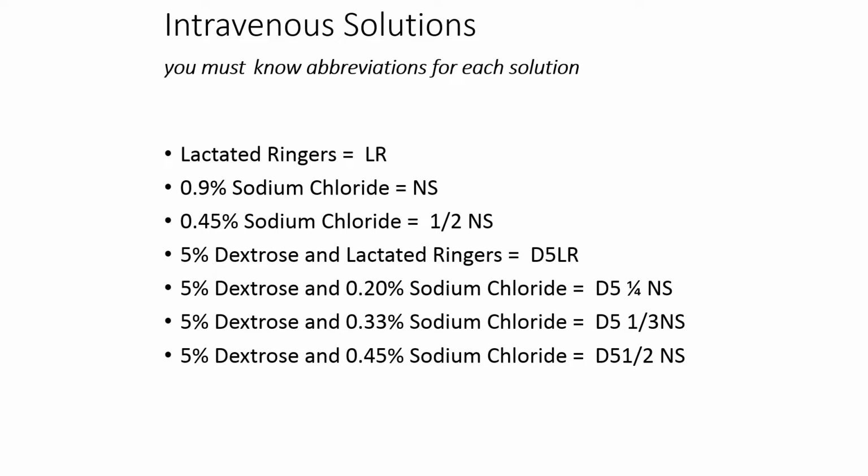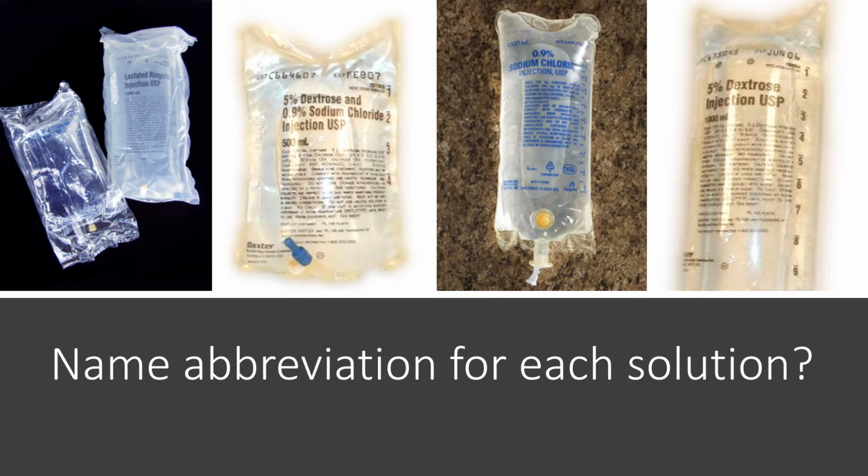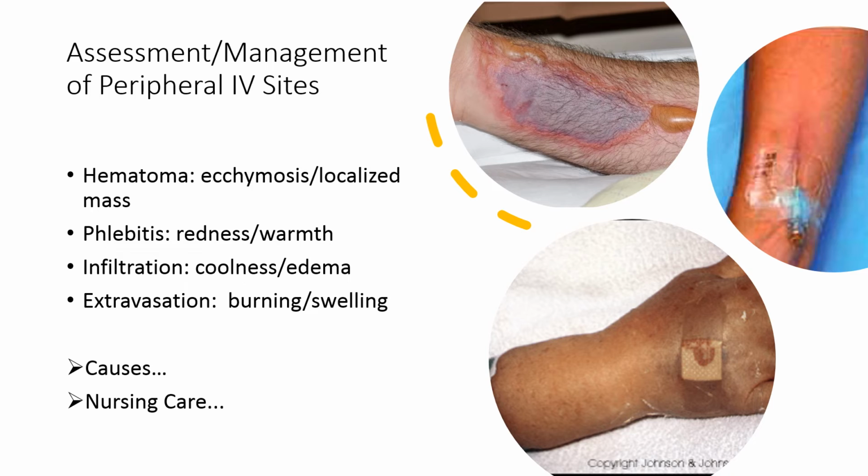5% dextrose and lactated Ringer's, D5LR. 5% dextrose and 0.20% sodium chloride, D5 and a quarter normal saline. 5% dextrose and 0.33% sodium chloride, D5, 1/3 normal saline. 5% dextrose and 0.45% sodium chloride is D5, half normal saline. Now take a look at the following IV bags and see if you can name the abbreviation for each of these solutions.